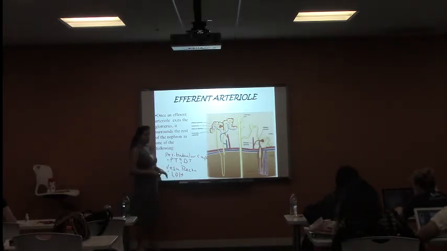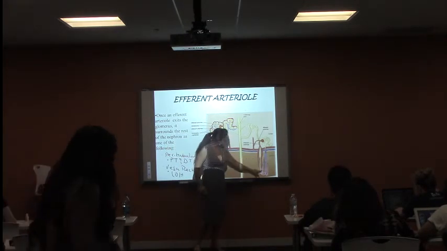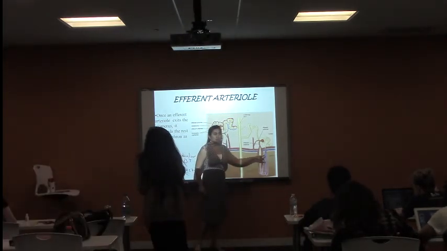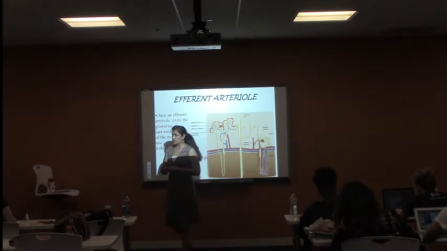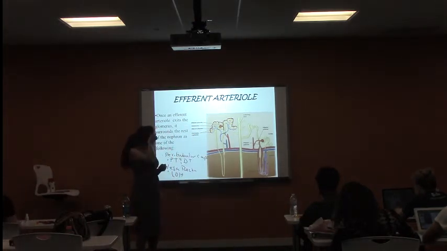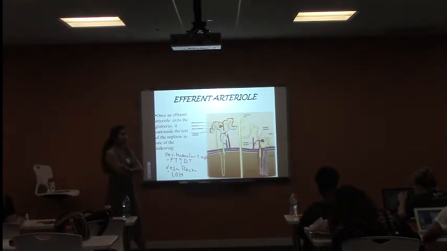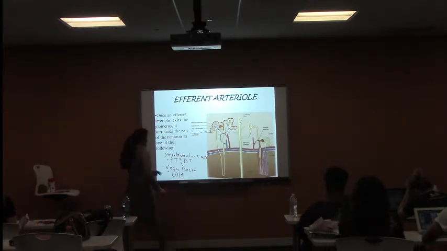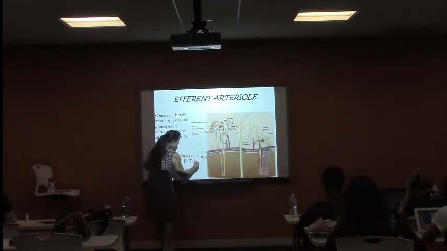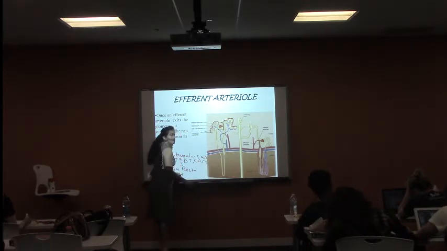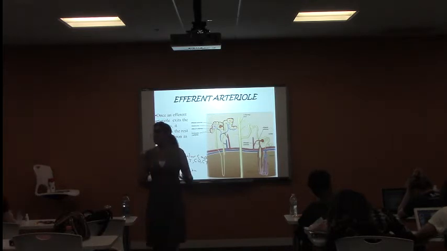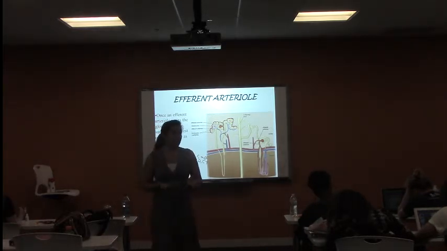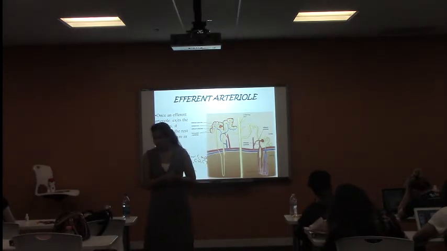If it surrounds the loop of Henle, right here you have the loop of Henle. You can see they're surrounding it. So then they are called the vasa recta. Peritubular capillaries surround the proximal tubule or the distal tubule, or one more, collecting duct, collecting tubule. Okay? So if it surrounds anything besides the loop of Henle, it's called peritubular capillaries. Loop of Henle, then it's called vasa recta. Okay?